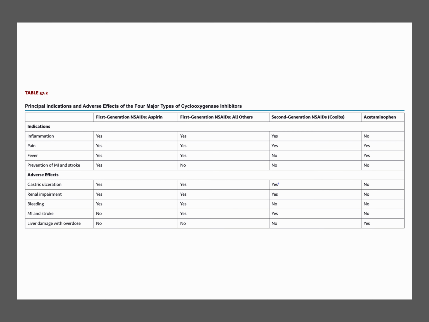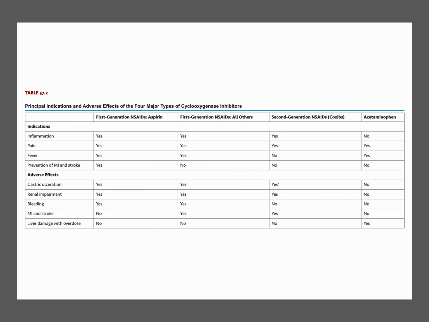So for inflammation, remember that NSAIDs are anti-inflammatory. Acetaminophen falls under the class of non-inflammatory COX inhibitors. The next thing I would say is if you look at second-generation NSAIDs, they are not going to provide fever reduction or stroke or MI prevention.